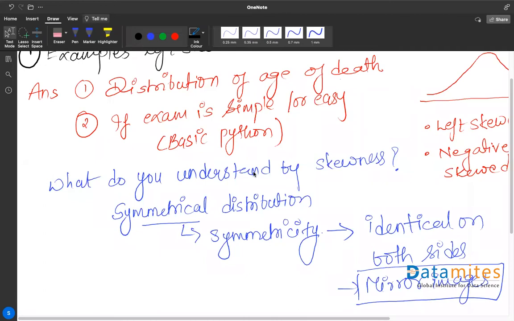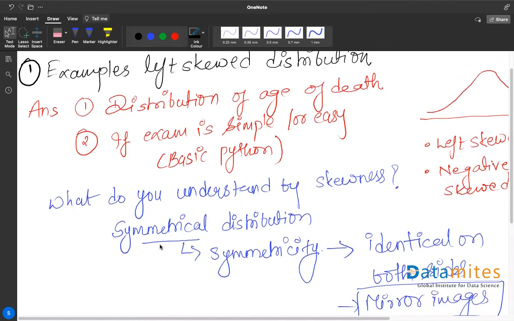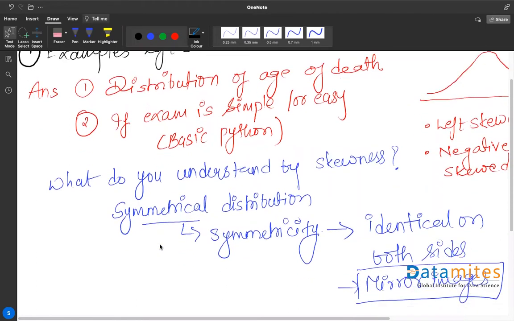Correct. Asymmetric distribution. Measure of symmetry. Correct. The degree of asymmetry observed in the probability distribution. Correct, Niharika. All right. Okay. Now let's move ahead and try to see examples of right skewed distribution.